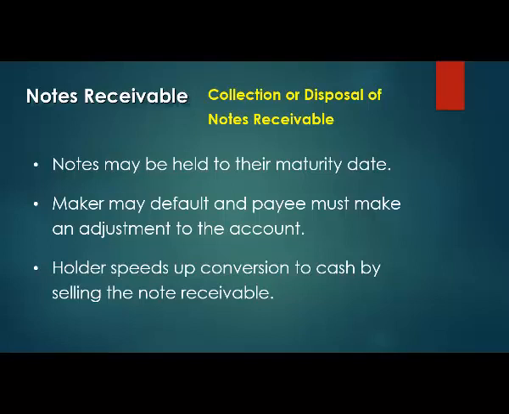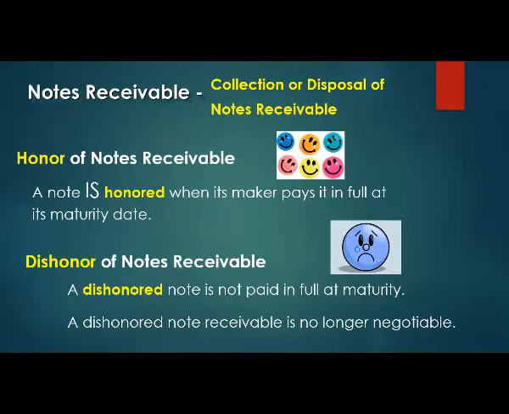Sometimes the company says, I'm going to sell this note receivable to a factor and let the factor collect it. So when the customer pays the note on time, we say that note has been honored. When the customer cannot pay the note, we say it is dishonored. And we have to make a transaction for a dishonored note. It is no longer negotiable.